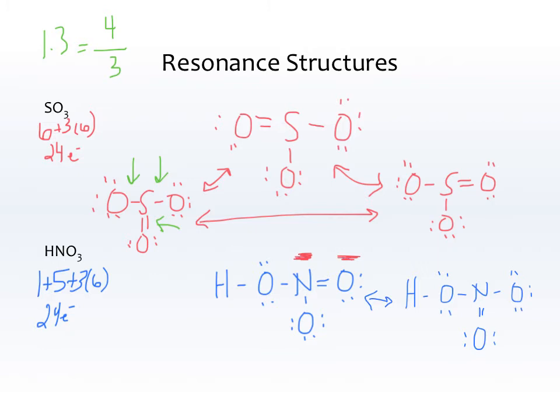So the actual resonance structure is a mix or a hybrid of those 2 pictures. Each of these bonds is not a single or a double. Each of these bonds in actuality is a 1.5 bond, or a 1.5 bond order.